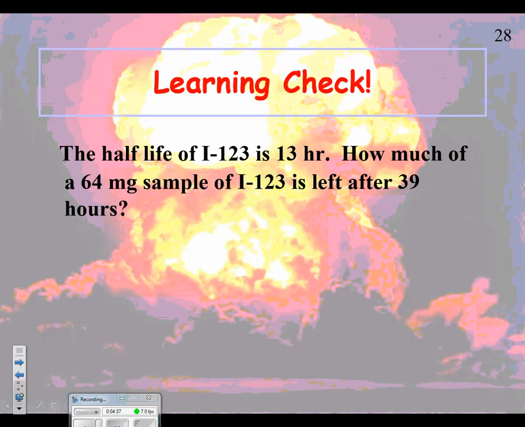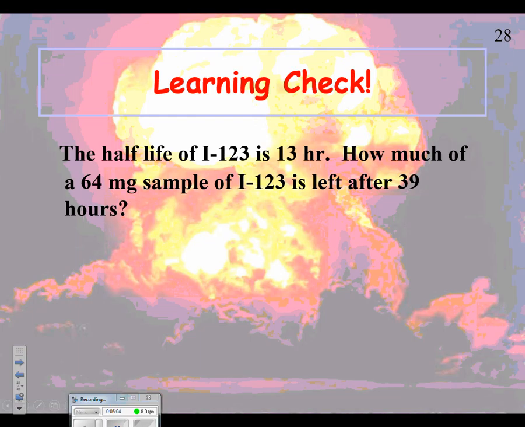So here's a learning check. Think of this before you do it. Okay, the half-life of I-123 is 13 hours. So that's how long it takes for it to cut in half. How much of a 64 milligram sample, so that's what I start with, of I-123 is left after 39 hours? So what's the first thing I need to figure out?